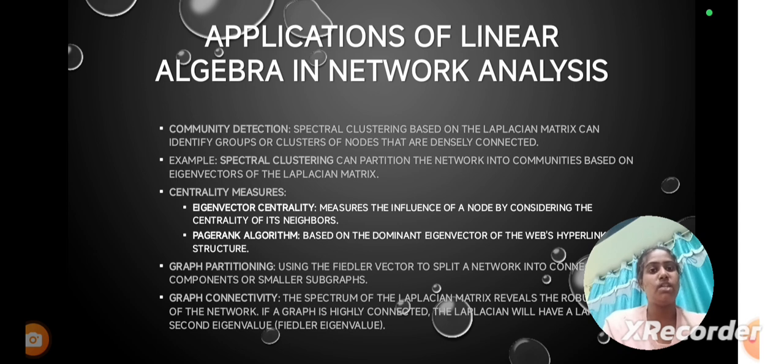Centrality measures. Eigenvector centrality measures the influence of a node by considering the centrality of its neighbors. PageRank algorithm is based on the dominant eigenvector of the web hyperlink structure. Graph partitioning uses the Fiedler vector to split a network into connected components or smaller subgraphs. Graph connectivity: the spectrum of the Laplacian matrix reveals the robustness of the network. If the graph is highly connected, the Laplacian will have a large second eigenvalue.